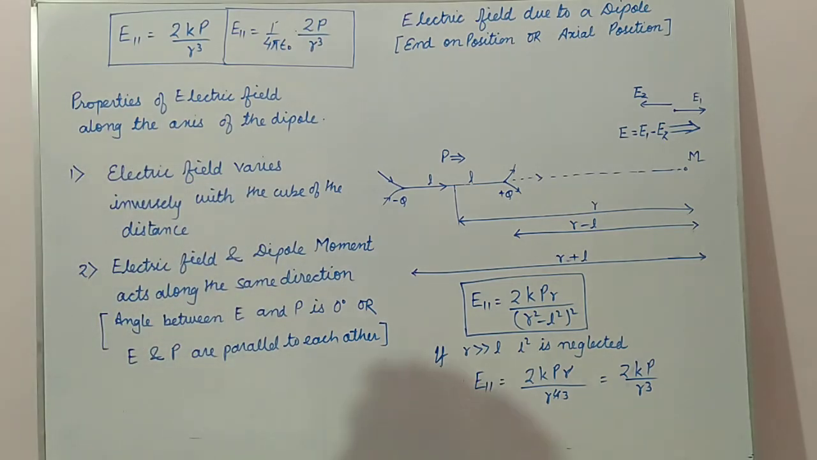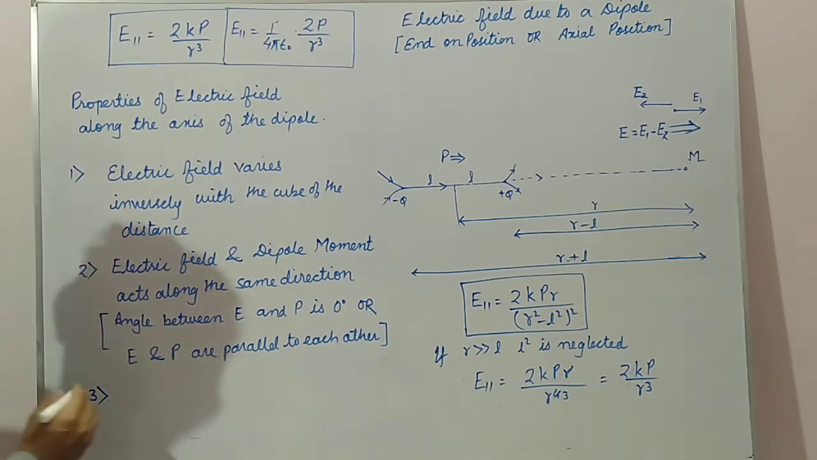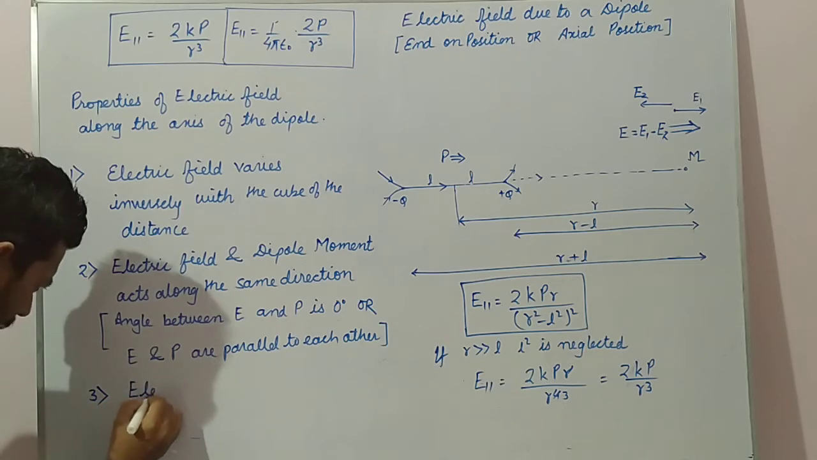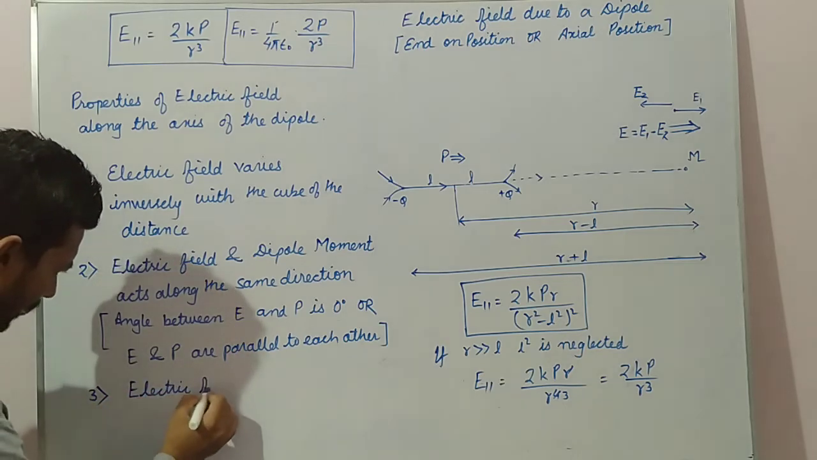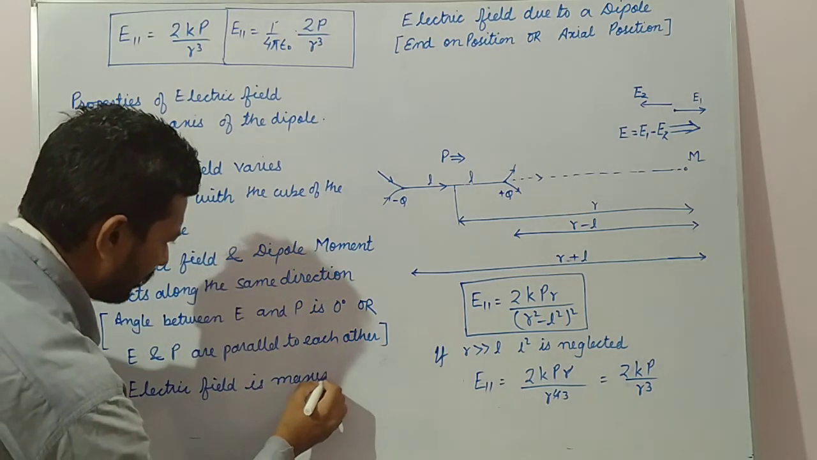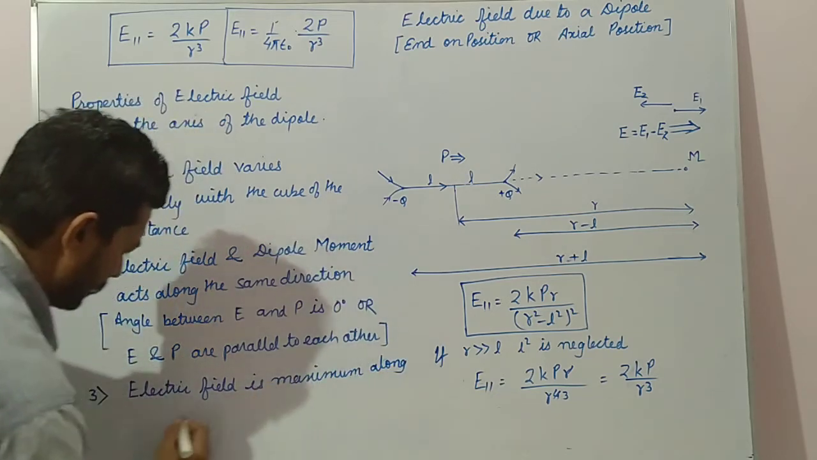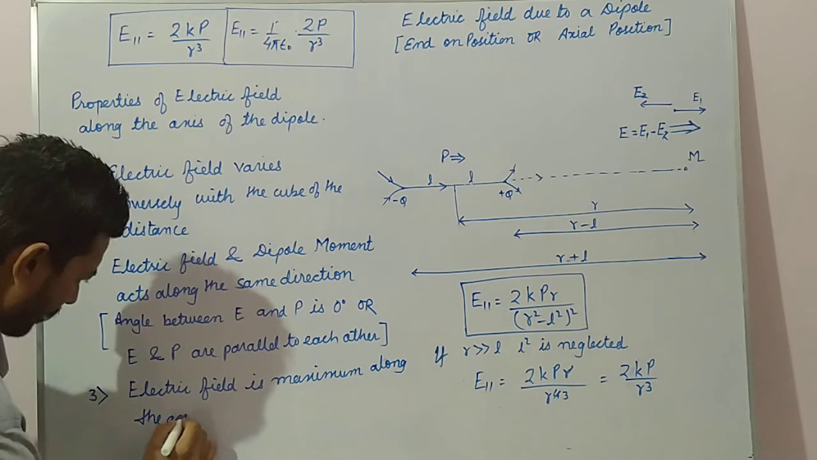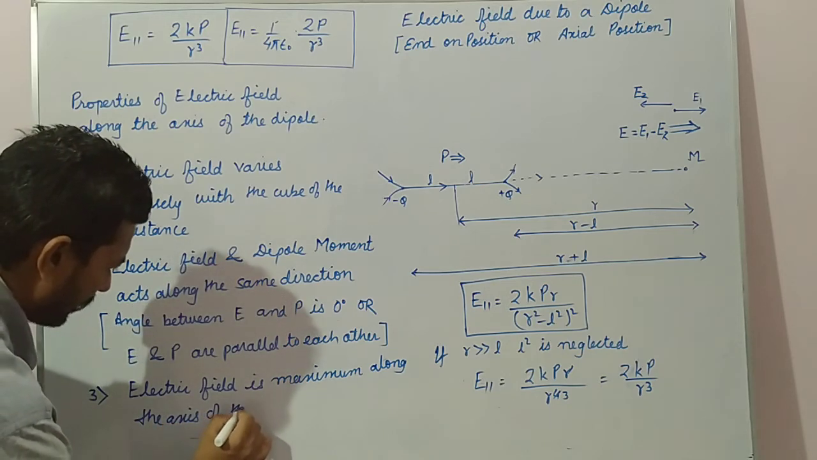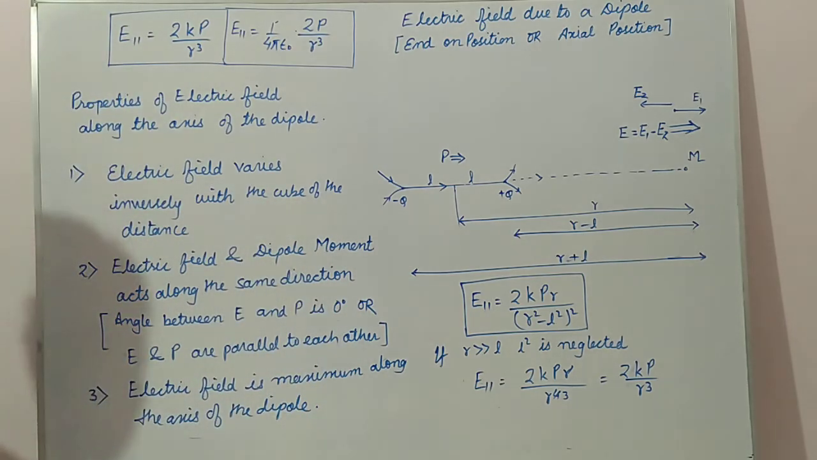One more conclusion we can draw from here, number 3. This we will come to know later on: electric field is maximum along the axis of the dipole. Okay. Next part we will do next day.